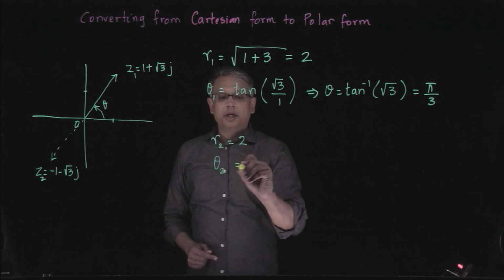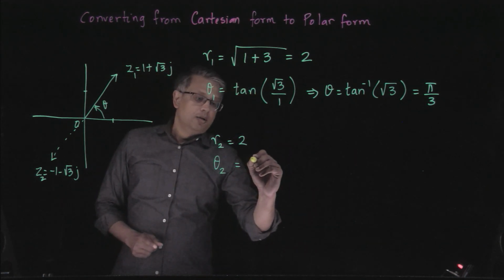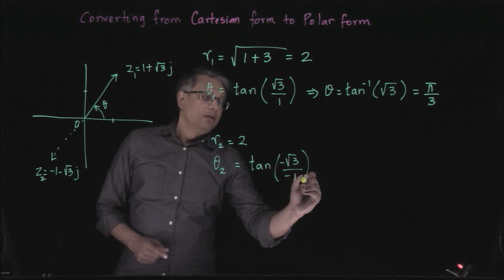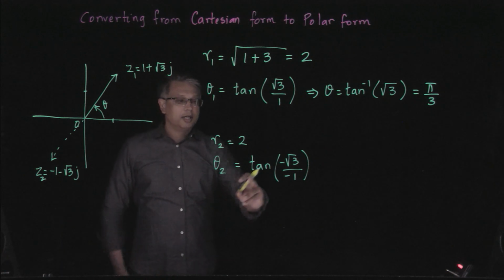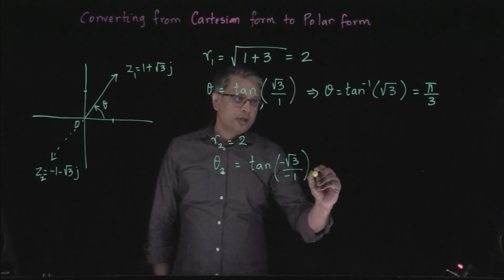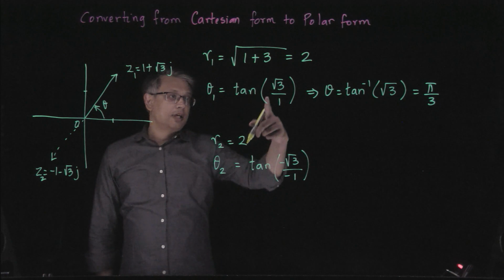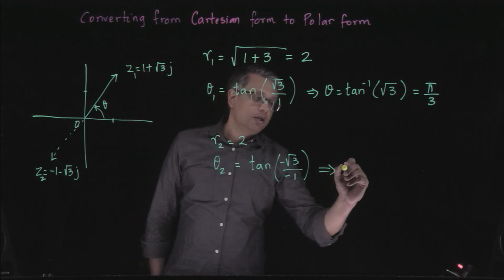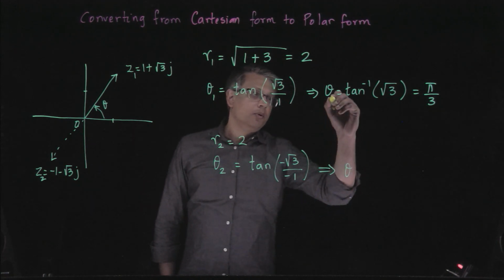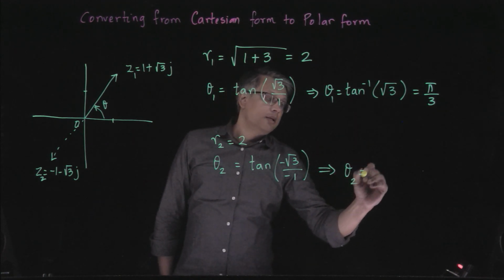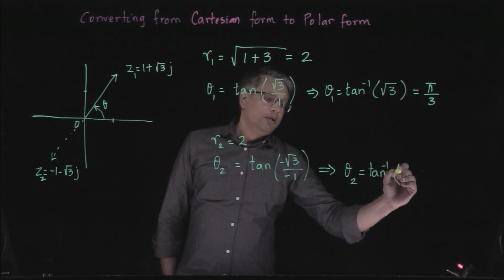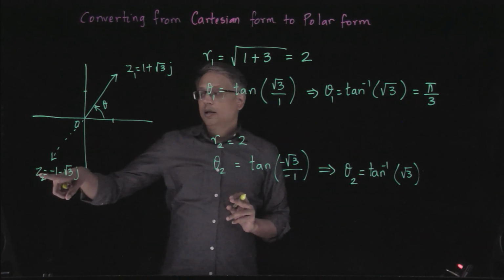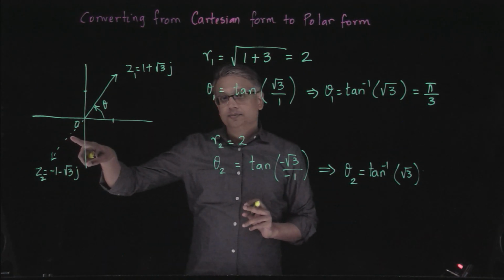But when you try to compute theta 2, you see that theta 2, if you simply use the formula, you're going to get tan of negative square root of 3 divided by negative 1, which of course is the same as tan of square root of 3. So now you see the problem, right? So if you simply plug this into your calculator and you try to compute the angle as the inverse tangent of square root of 3, you're going to get pi over 3, but that's clearly not this angle.